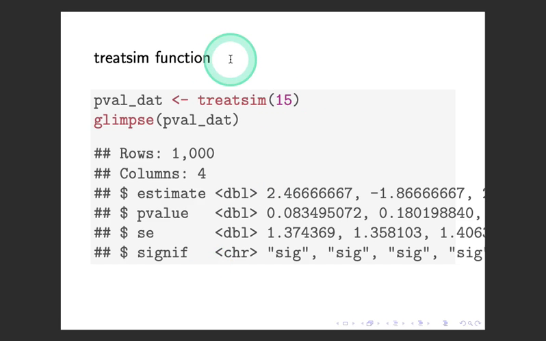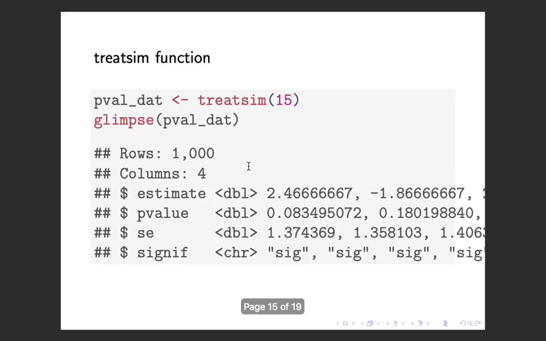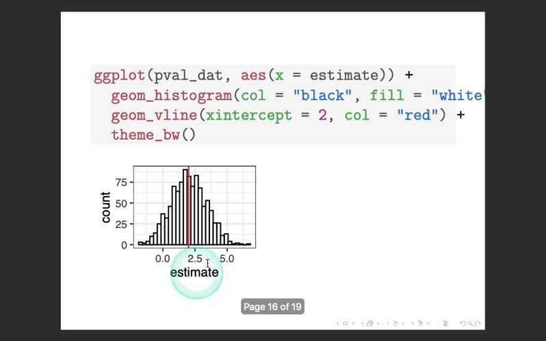So we've created a function which has this recipe. And then we can get from this function a data frame. This data frame has this. This is the estimate of the treatment effect. This is the p-value, the standard error. This is if it's significant or not. So we use ggplot and plot the distribution of these estimates, and we see, okay, it's centered on the true value too, but it does vary a lot.